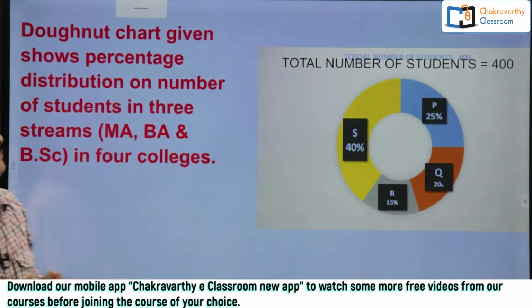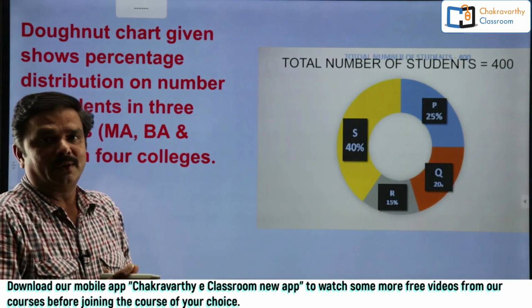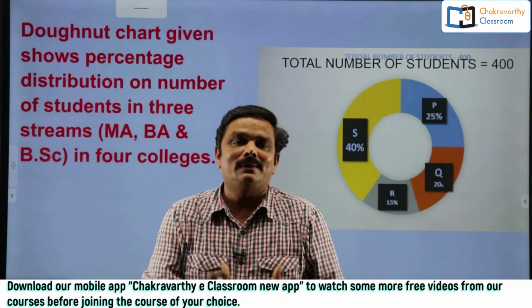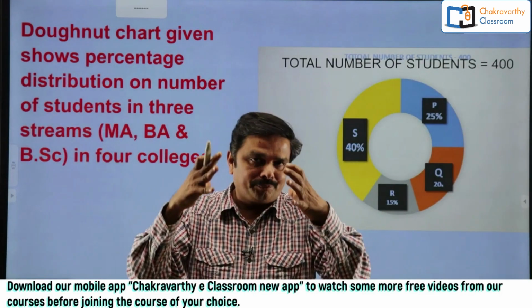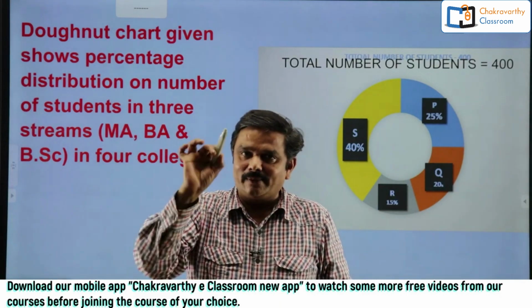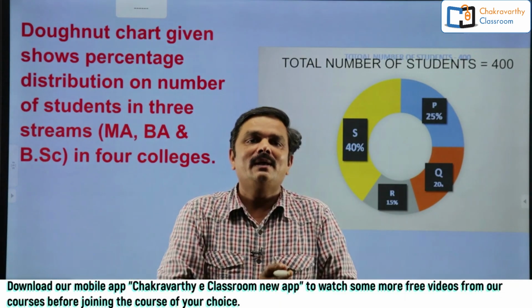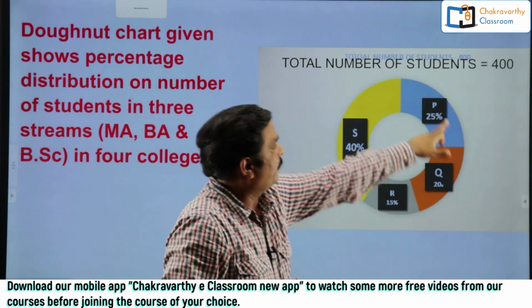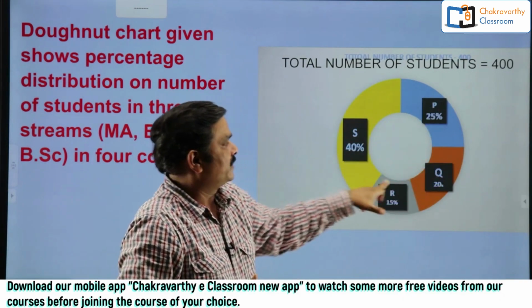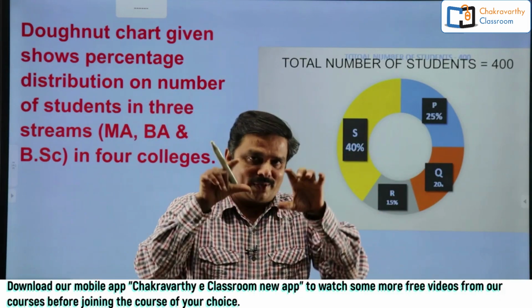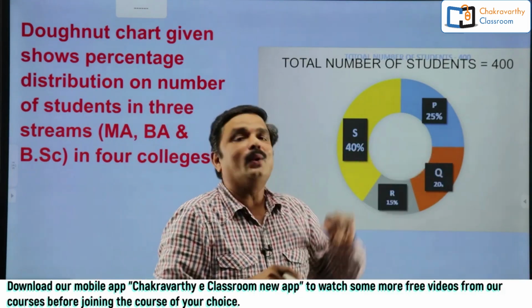Before going further, what is a donut chart? It's a simple one. Actually, it is almost similar to a pie chart. In a pie chart we get a complete circle and the distribution of the given data or information. In a donut chart, instead of a complete circle, they leave this place empty, because this is in the shape of the food item donut. So for that reason we call this one a donut chart.